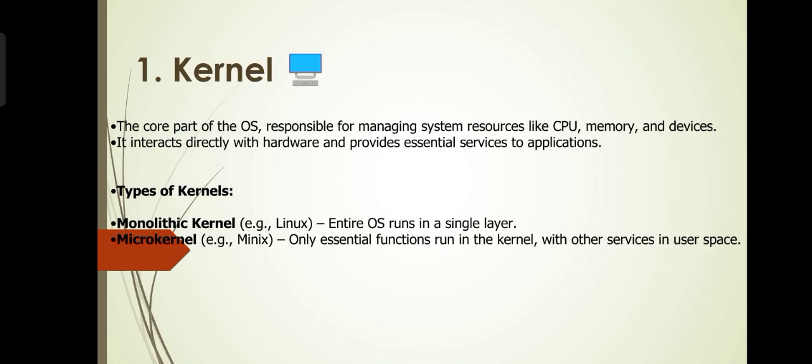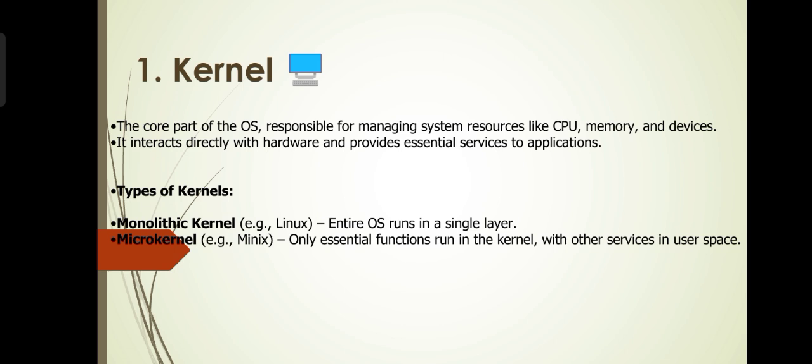Components. And next, what we are going to see is the kernel. The kernel is the core part of the OS, which is responsible for managing system resources like CPU, memory, and devices. It interacts directly with the hardware and provides essential services to applications. There are two types of kernel. They are monolithic and microkernel.